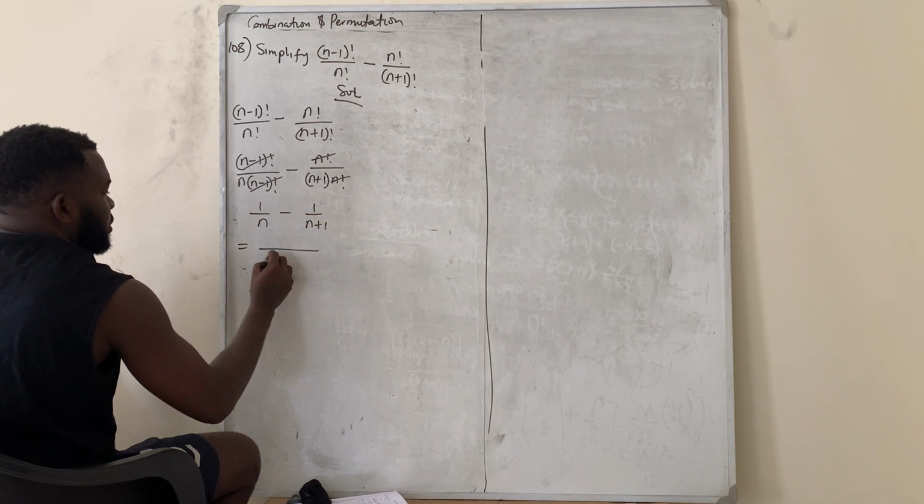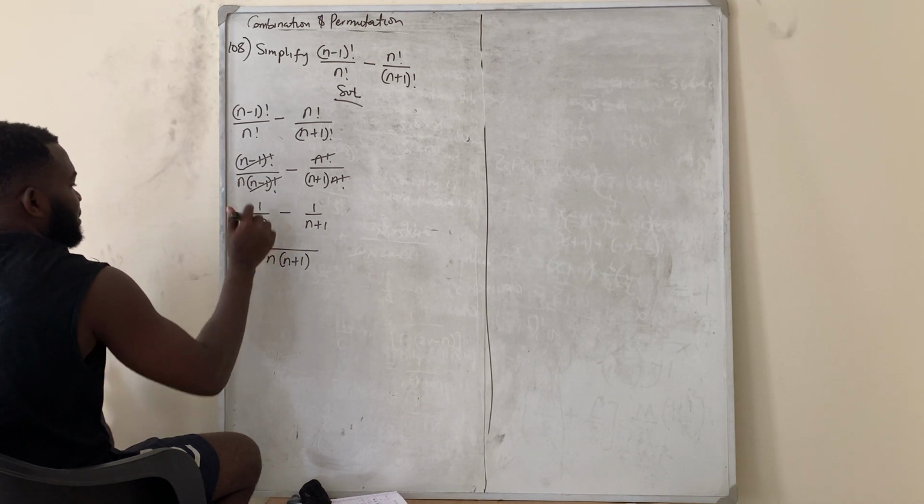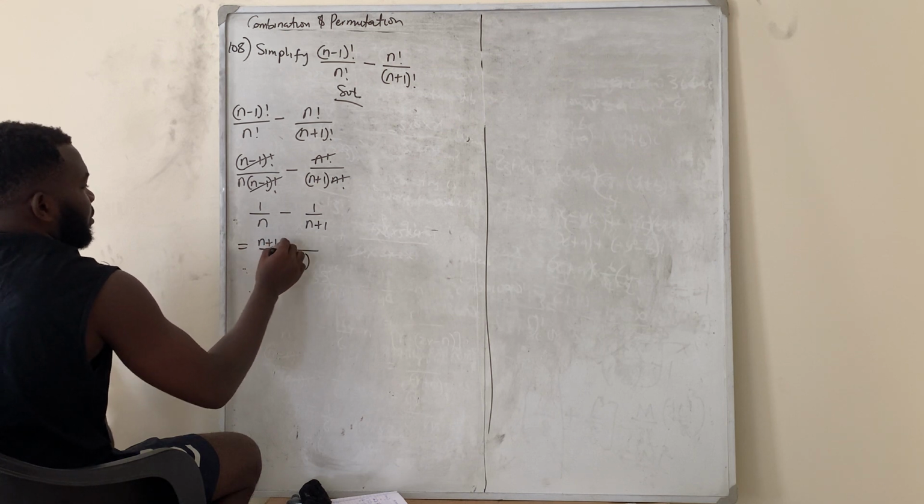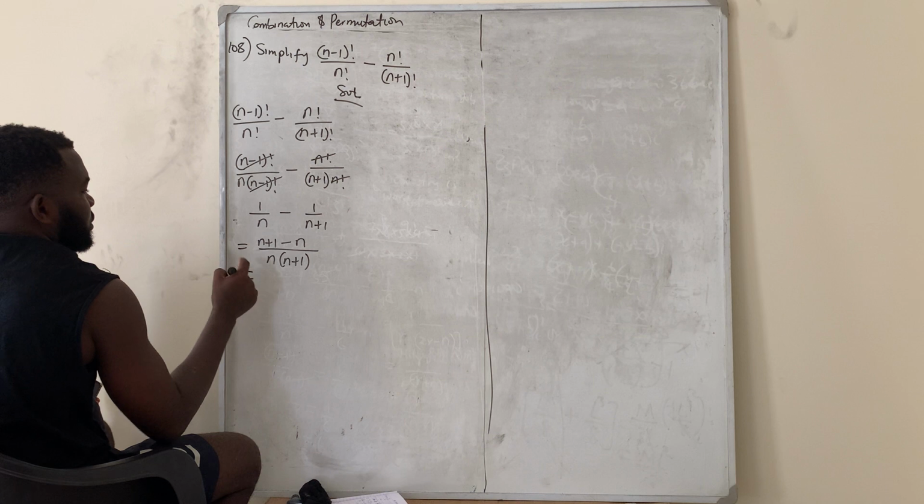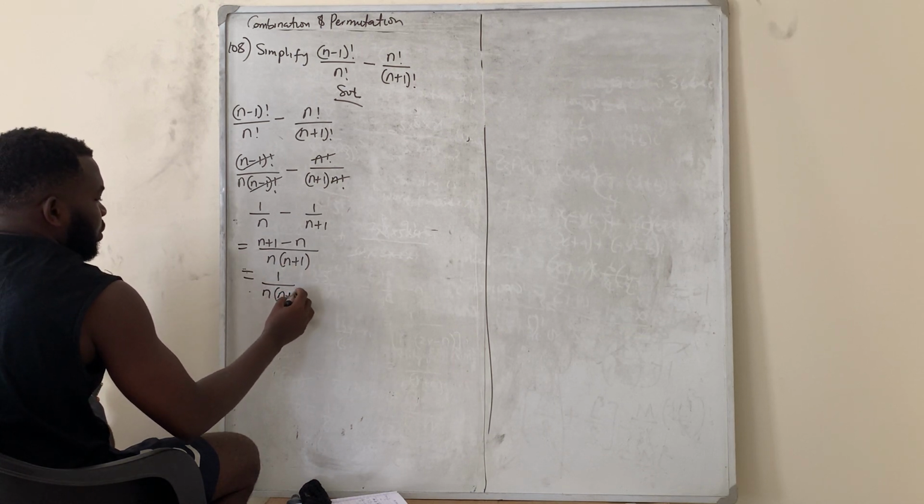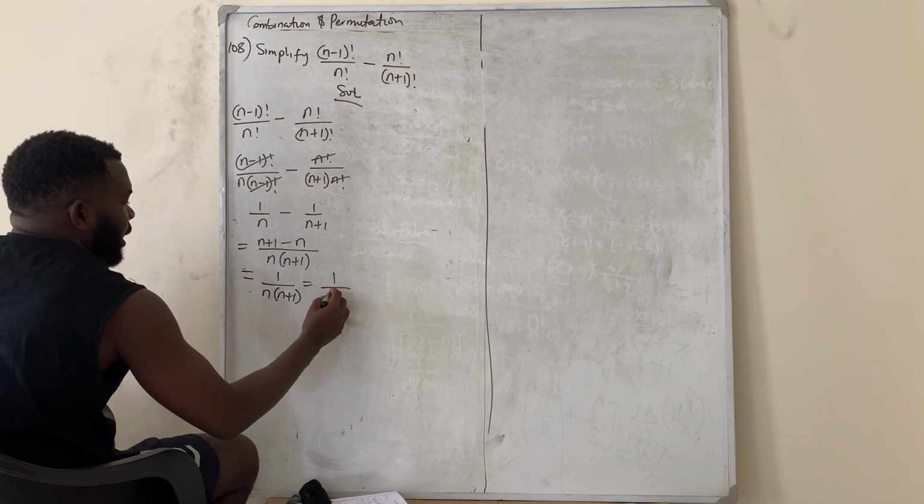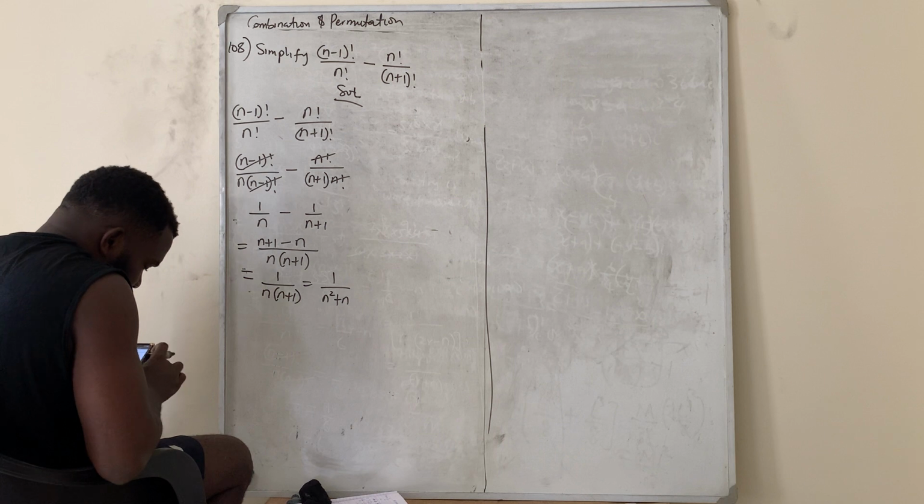n into n plus 1. So when this divides this, I have n plus 1 times 1 is n plus 1, minus, when this divides this, I have n times n. So n minus n is gone. So my answer is 1 over n into n plus 1, which is still the same as 1 over n squared plus n. So that is that for that. So we move to the next question.